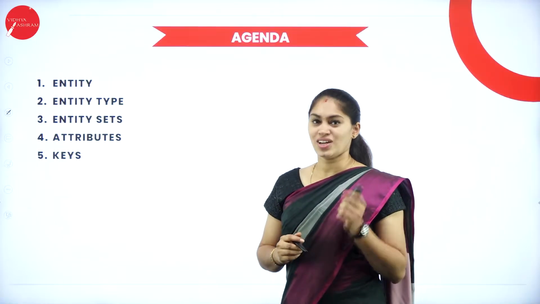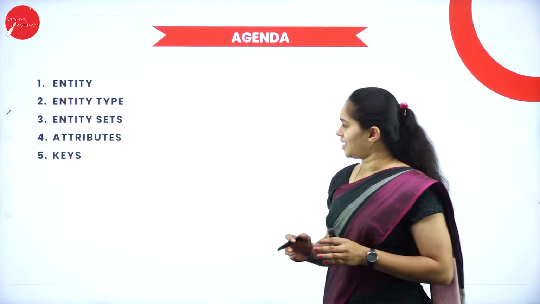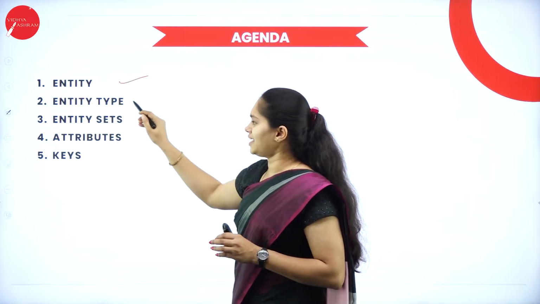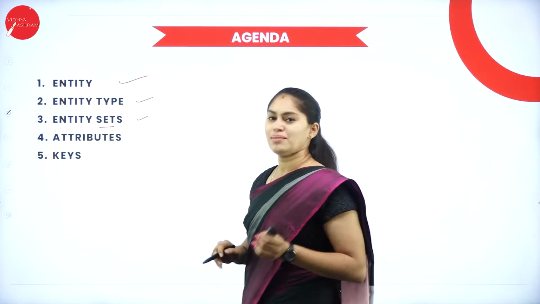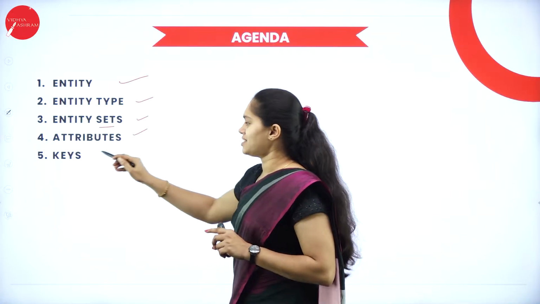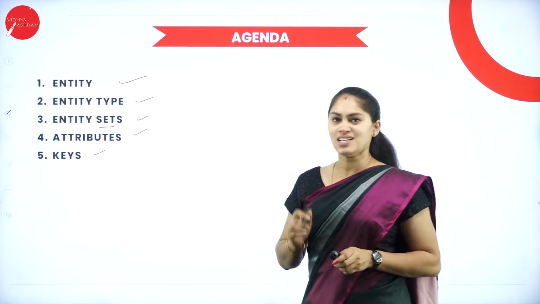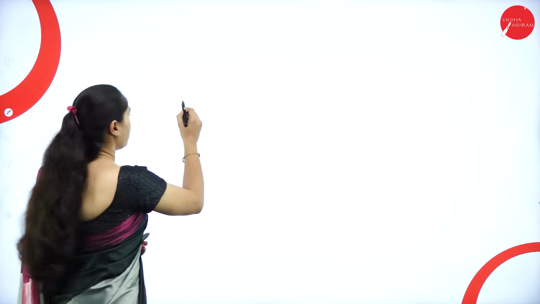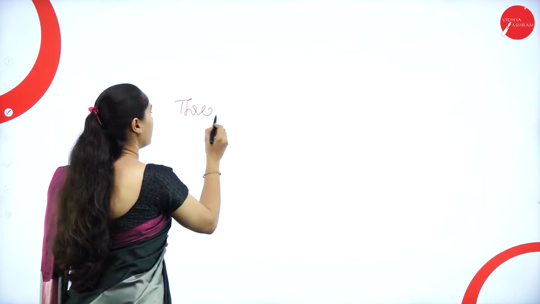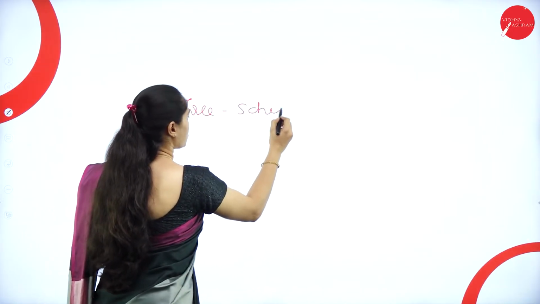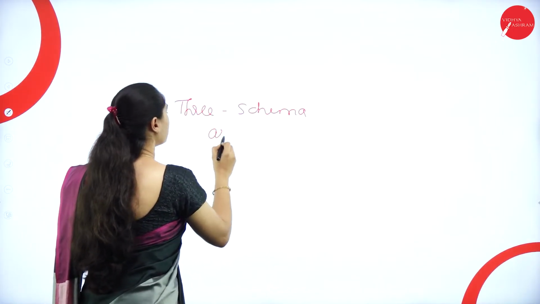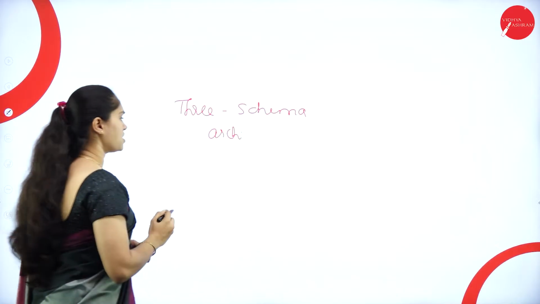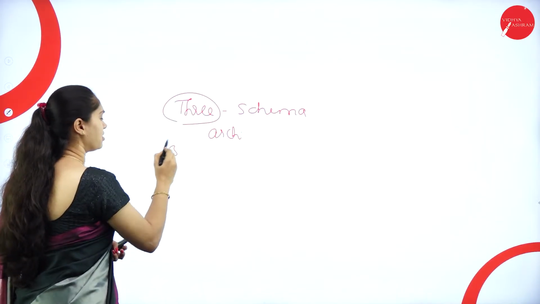In today's session, we'll see about the entity, the entity type, and what we mean by entity sets. Along with that, we'll see about attributes as well as keys. Before that, it is necessary to recall the 3 schema architecture. You remember we discussed the 3 schema architecture, right? How many layers do we have? As the name indicates, we have 3 layers.